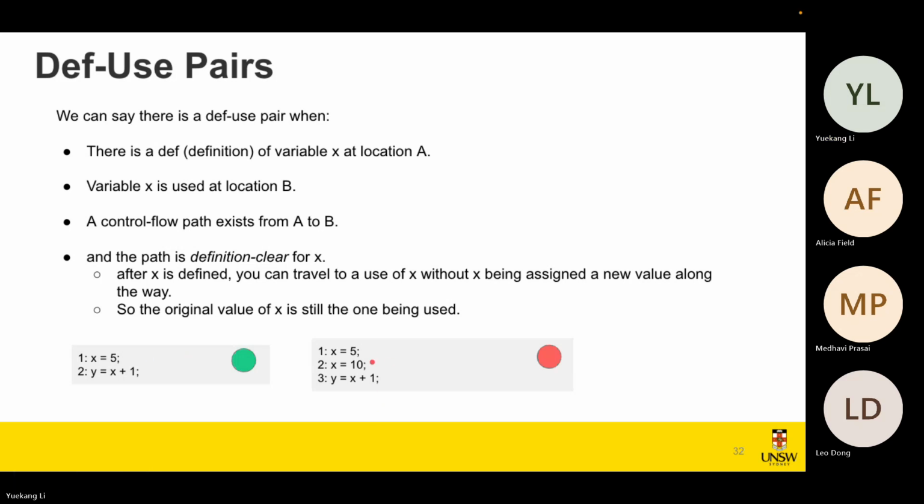However, if we just consider line 2 and 3, then it is definition clear for x, right? So there is a def-use pair here for 2 and 3, and there is a definition pair for 1 and 2, but there's no def-use pair from 1 to 3, just because this assignment breaks the definition clear rule. So this is an example of def-use pairs.